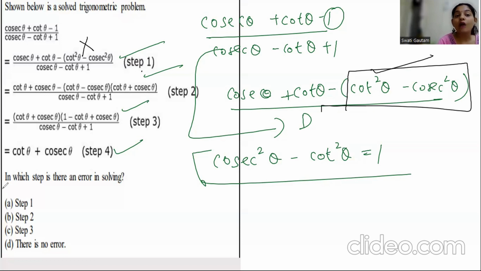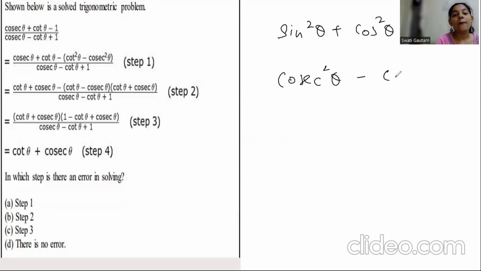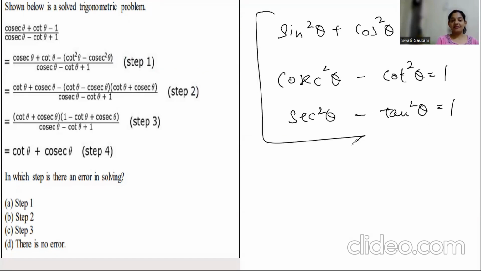So please learn all three identities. First is sine square theta plus cos square theta is equal to 1. Second is cosec square theta minus cot square theta is equal to 1. And third is sec square theta minus tan square theta is equal to 1. These three trigonometric identities you have in your class 10th trigonometry. In the ICSE board, you have them in class 9. Please learn them because many of the questions are dependent on these identities, right? Now let's move towards the next question.